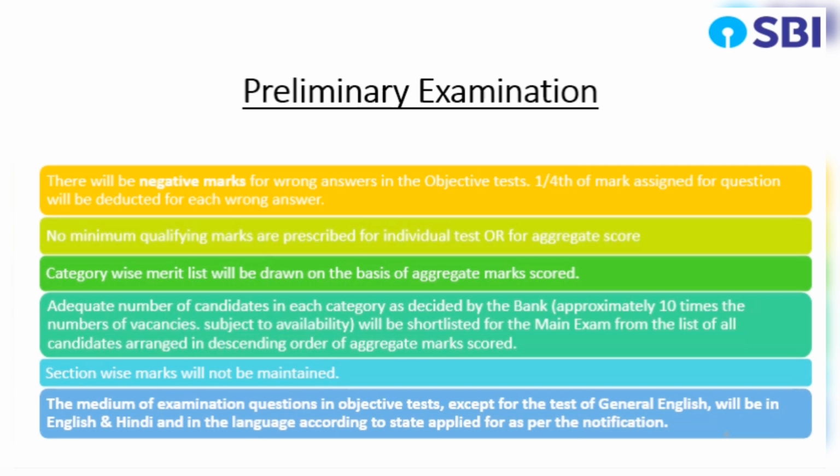Adequate number of candidates in each category as decided by the bank, approximately 10 times of the number of vacancies subject to availability, will be shortlisted for main exam from the list of all candidates arranged in descending order of aggregate marks scored. Section-wise marks will not be maintained. The medium of examination question in objective test except for test of general English will be English and Hindi and in the language according to state applied or as per notification.